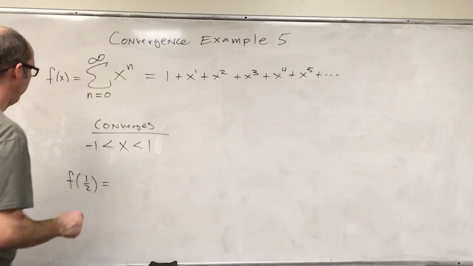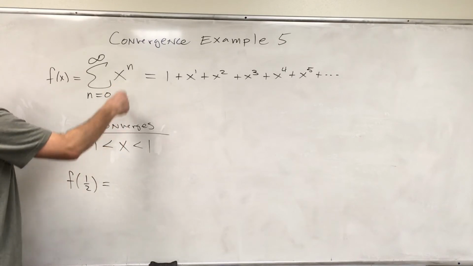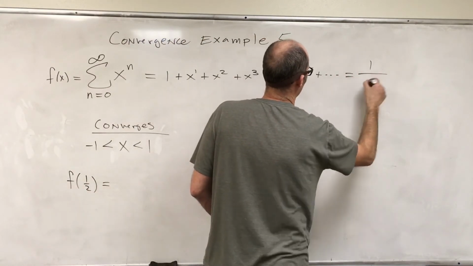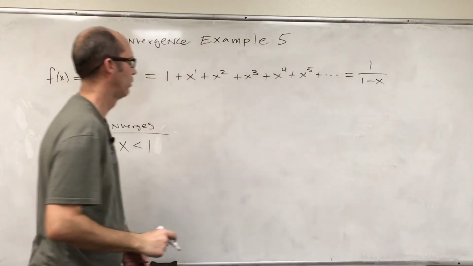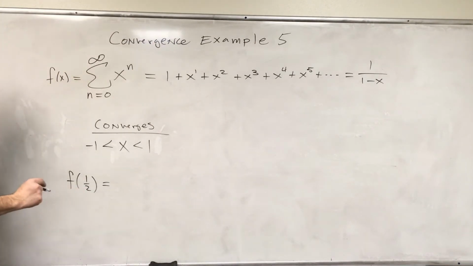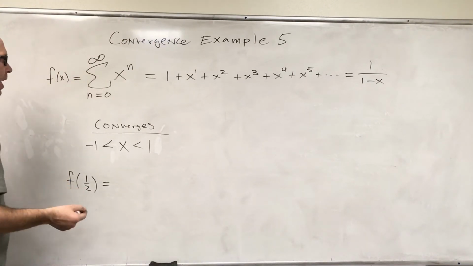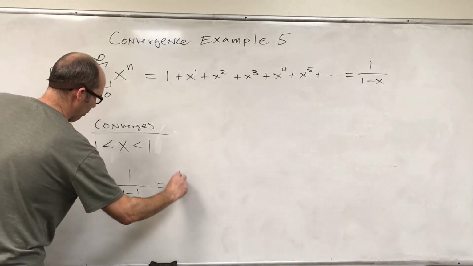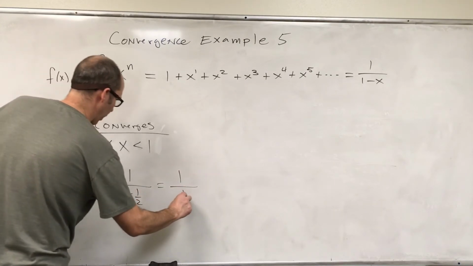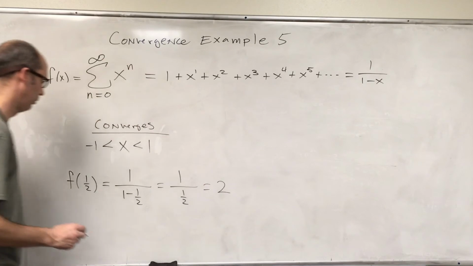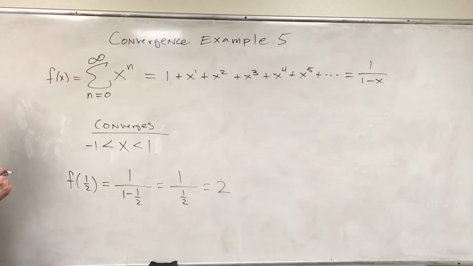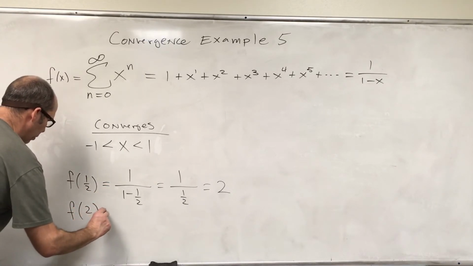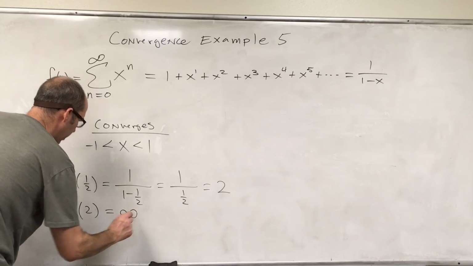So if you put x between negative 1 and 1 in here, remember this equals 1 over 1 minus x. So f of a half is going to be 1 over 1 minus a half, which is 1 over 1 half, which is 2. But if you put in f of 2, it diverges.